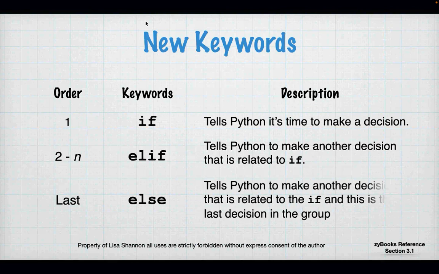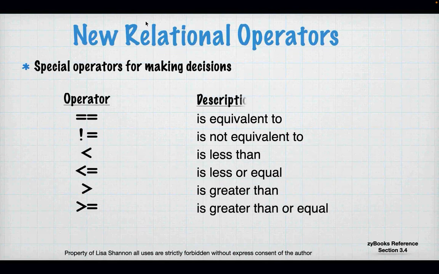And then there is the last, which is else. Else says, if nothing else happens in this chain of questions, then do this. So if, elif, and else, you will always see it in this order if you have all three. You only have to have an if, but you always have to have an if. You don't have to have an elif, and you don't have to have an else, but there are definitely times when you will need to use those.